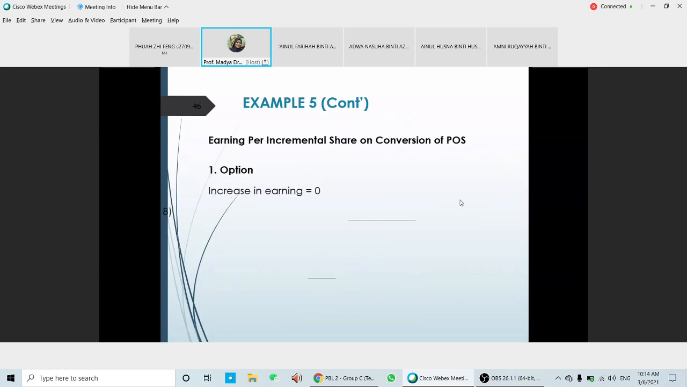Okay, so we start to calculate the EPS. The first one you have is the options. Options are not related to any dividends and not related to interest. That means there is no effect on the earnings, so the increase in earnings here will be zero, because no dividends are given to options and there is no interest. It's not related to items that affect the earnings. So for the increase in shares here, we only need to know the element of bonus.